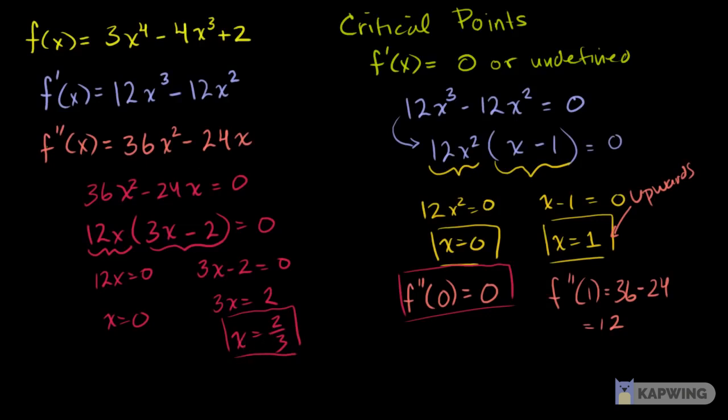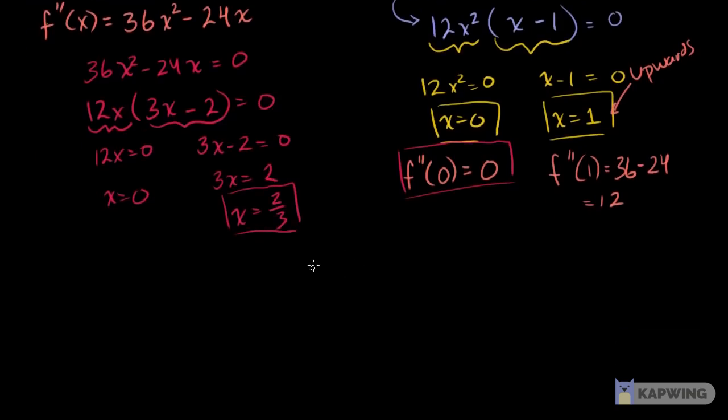We could try out a couple of numbers. Let's say x is greater than 2/3. Let me scroll down a little bit so we have some space. So let's see what happens when x is greater than 2/3. What is f prime prime, the second derivative? Let's try out a value that's pretty close, just to get a sense of things.